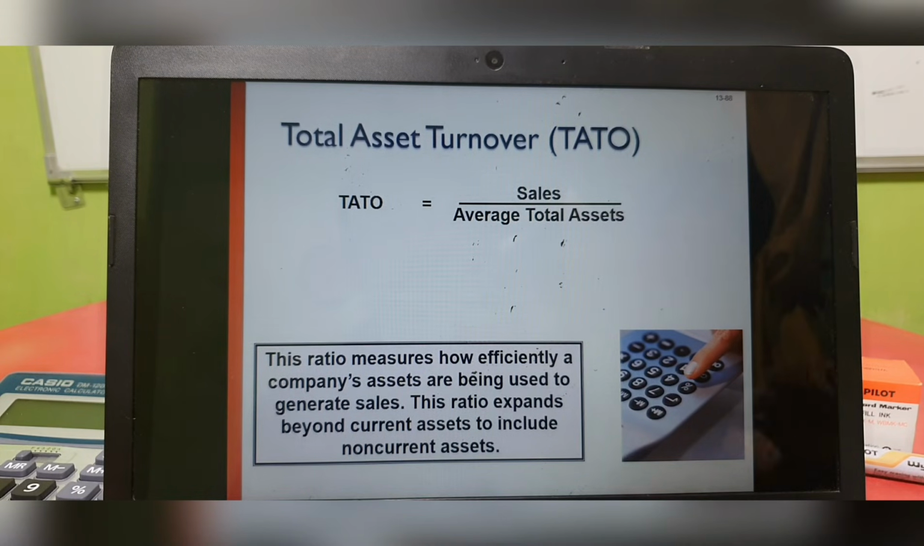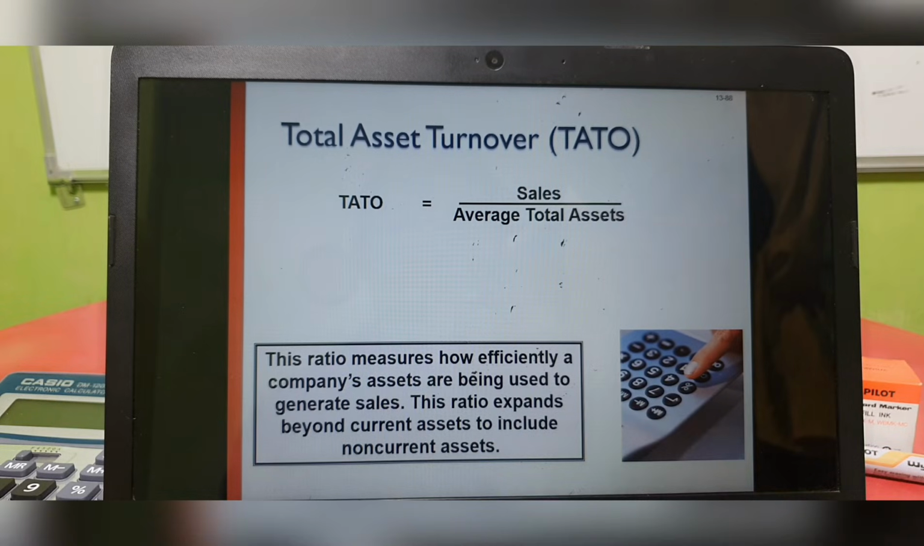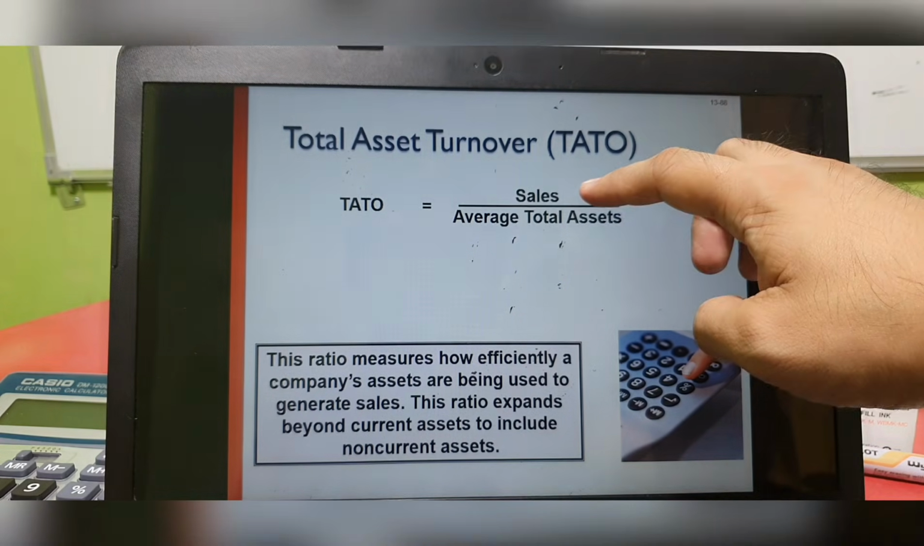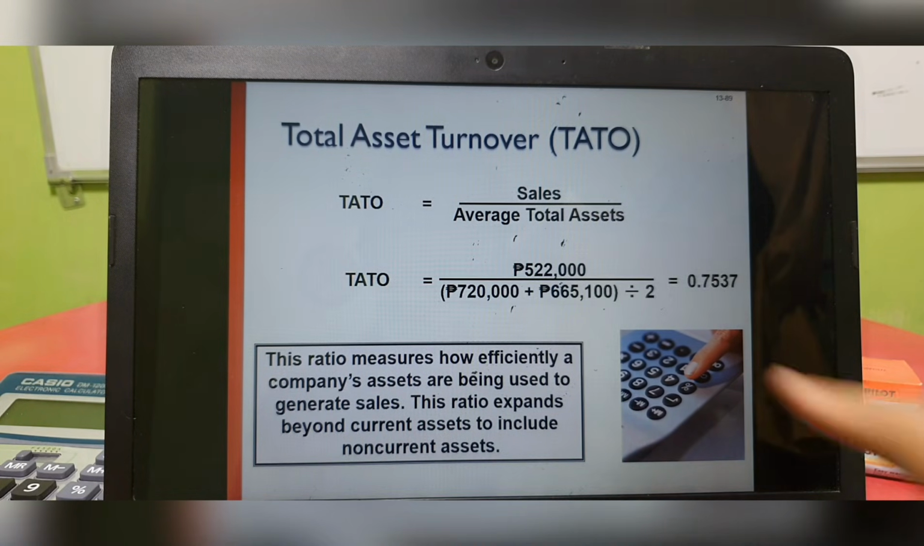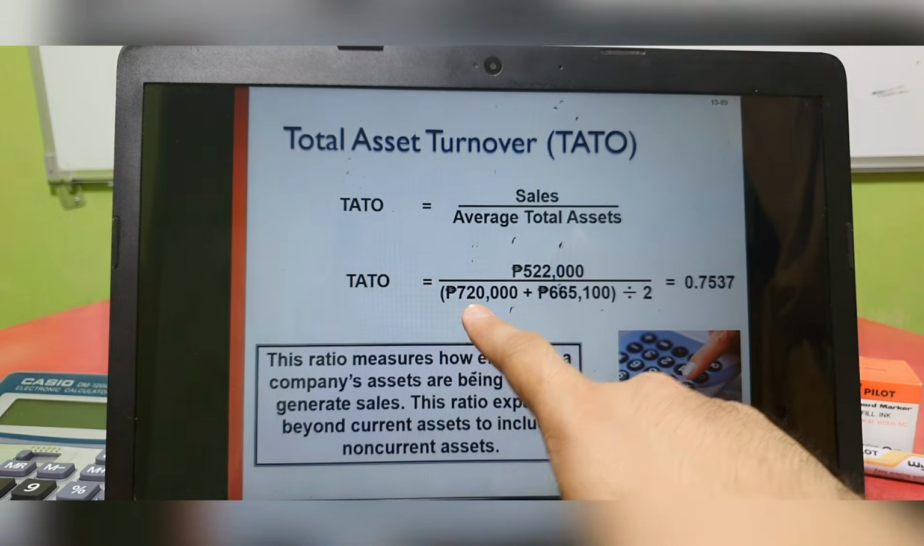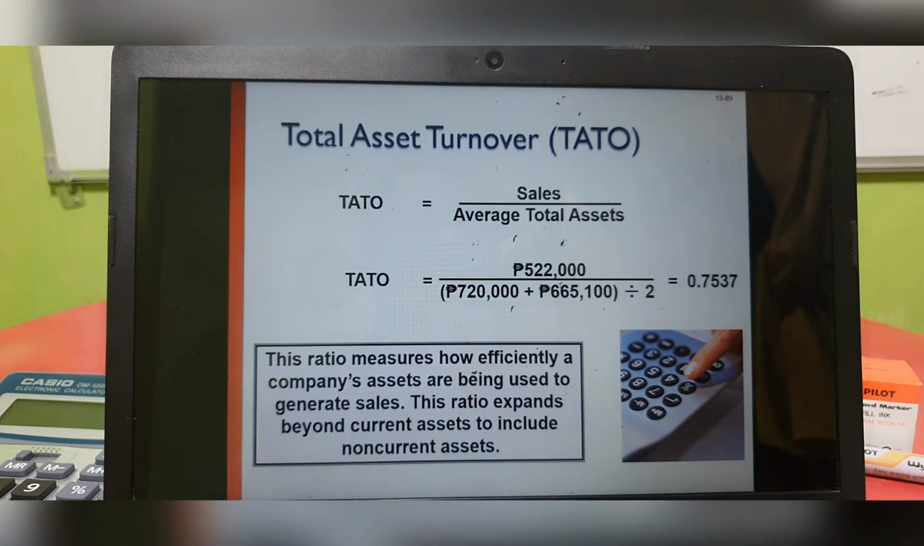So, ito, the ratio expands beyond current assets to include non-current assets. In other words, lahat na. TATO or total asset turnover. Sales again over average total assets. So, ang total assets natin for 2019, this is for 2018. So, our TATO is 0.7537. Kada asset or kada piso ng ating asset, we are making 0.75. Okay?